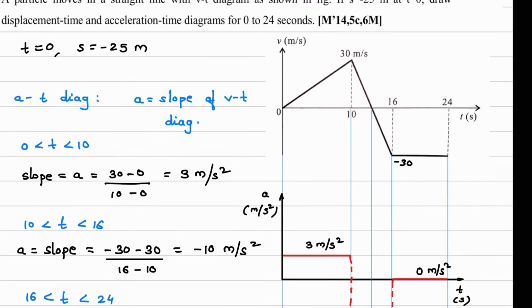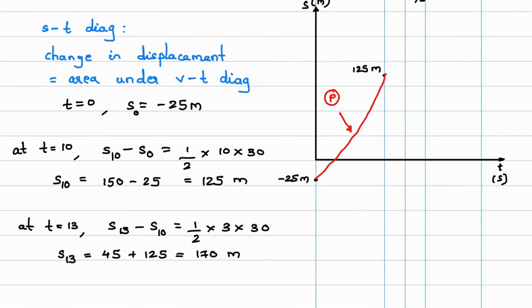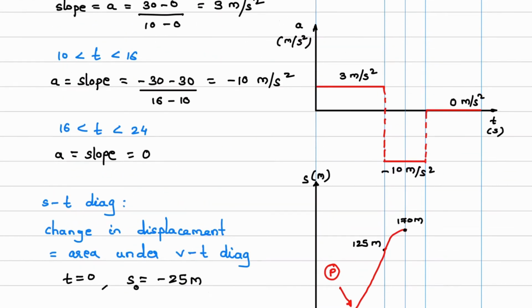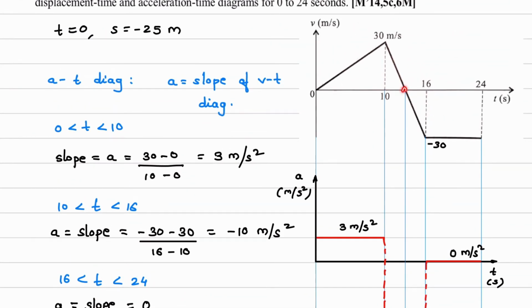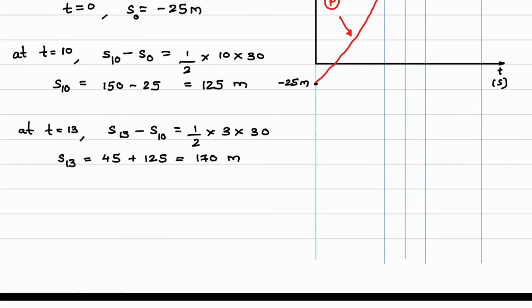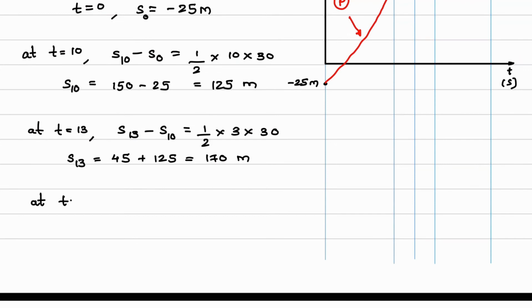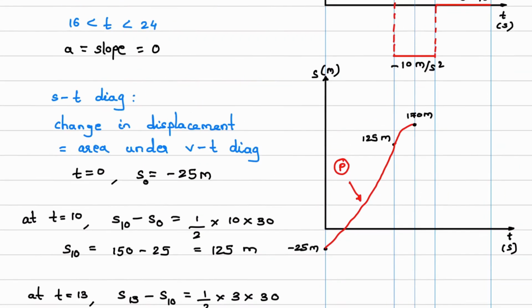So I'll draw the curve now. Slope should decrease, so in positive direction. It will be like this. And this top point, it will be 170 meter. So we have reached this 13. Now we'll see at t equal to 16. At t equal to 16, what we can write? S16 minus S13 is equal to area under VT.